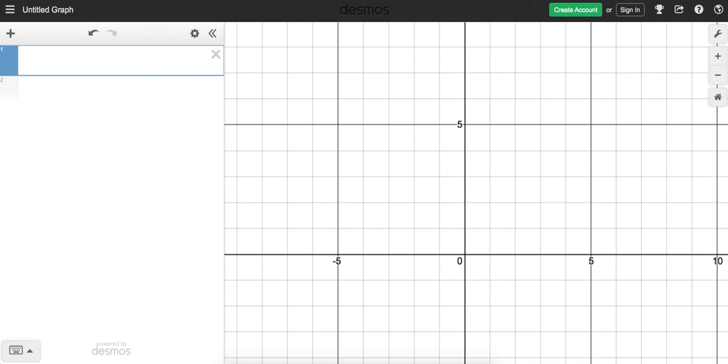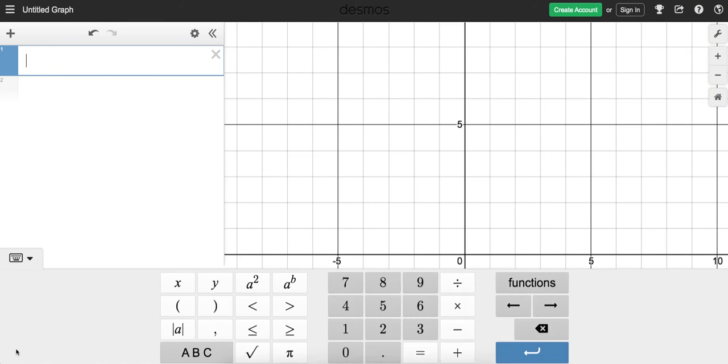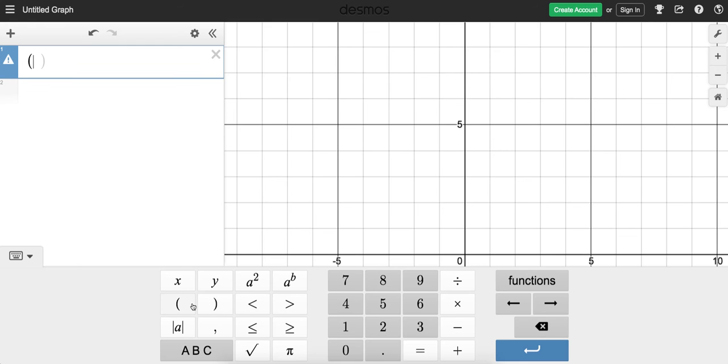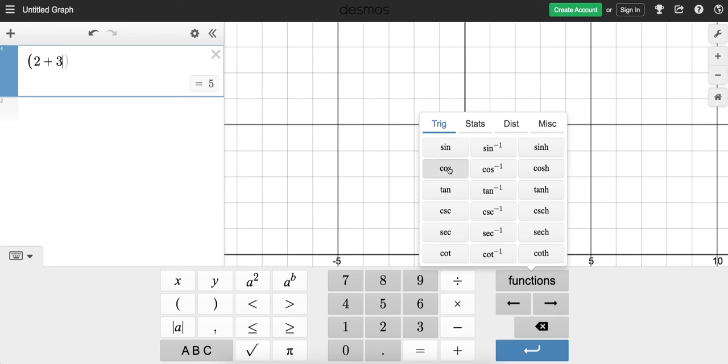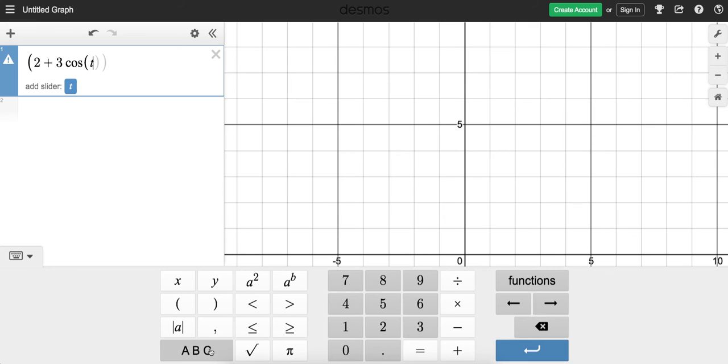So to put parametric equations in Desmos, you actually have to enter them in as an ordered pair with an x coordinate of 2 plus 3 cosine t and a y coordinate of 4 plus 3 sine t. So doing that, our x coordinate is 2 plus 3 cosine of t. Just close the parentheses. And then our y coordinate, 4 plus 3 sine of t.